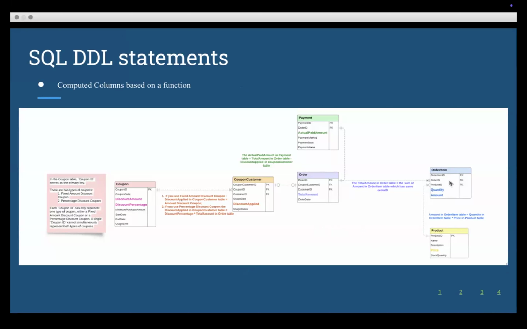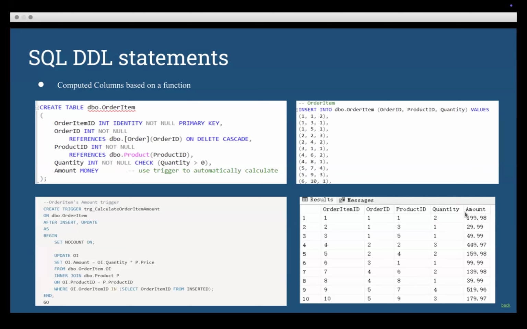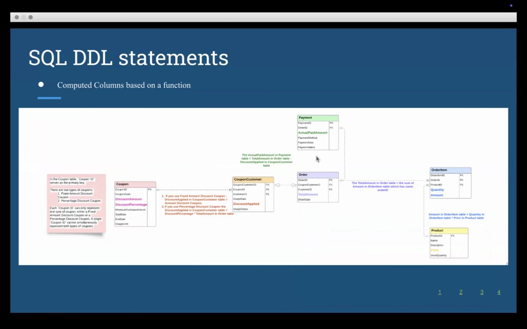On the right, as you can see, the amount column in the order item table can be automatically calculated by the quantity multiplied by the price in the product table. As you can see, the amount values were calculated automatically. And then moving to the center.